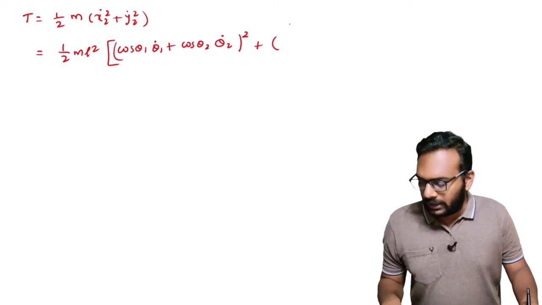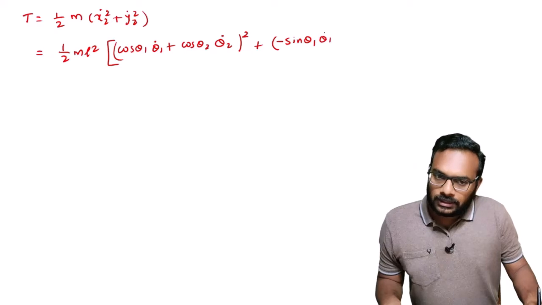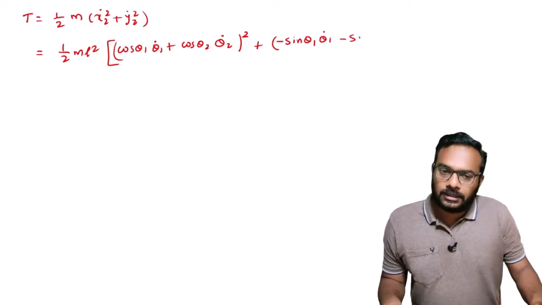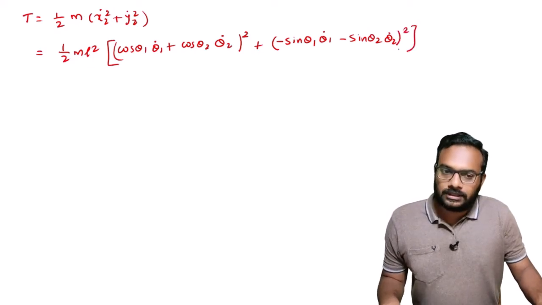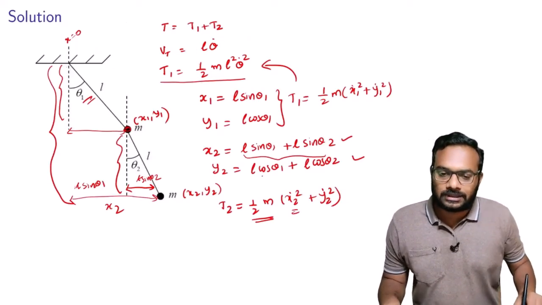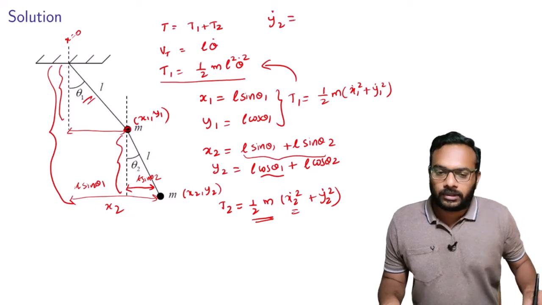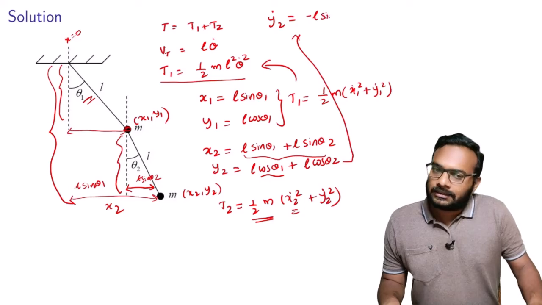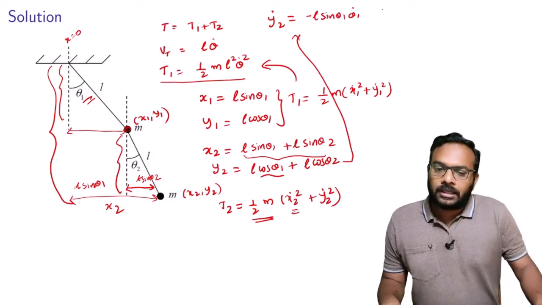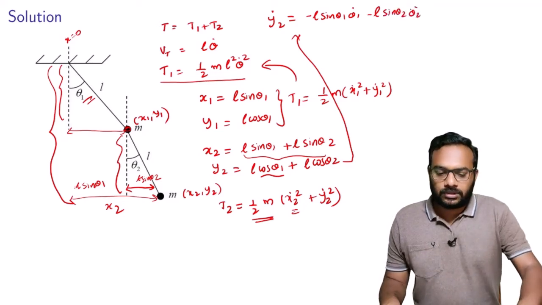Plus what we have here is minus sine theta 1 dot minus sine theta 2 dot whole square. Okay, this minus comes because we are taking the derivative of cosine. All right, y2 dot: as you see from here, y2 dot is equal to minus L sine theta 1 dot minus L sine theta 2 dot. Okay, that's what we have written here.